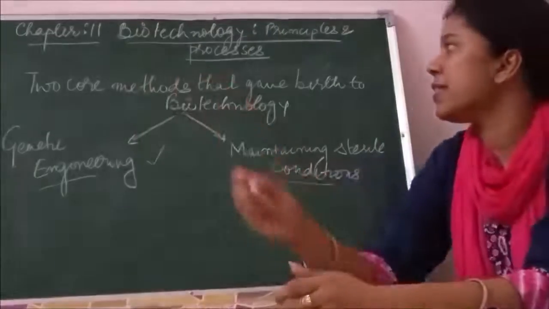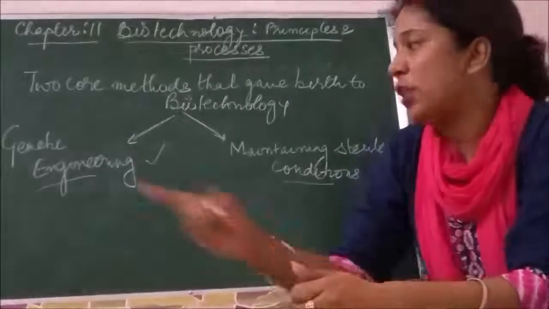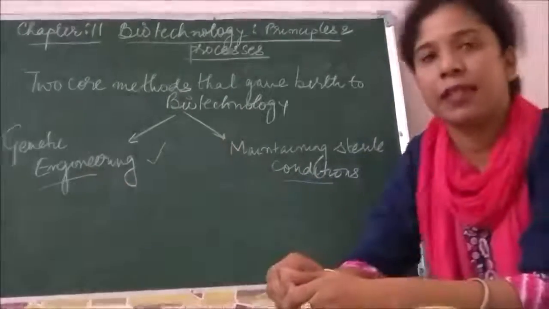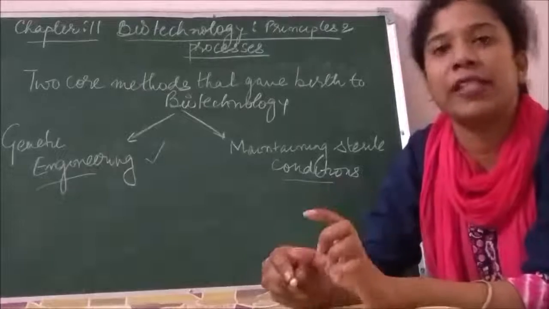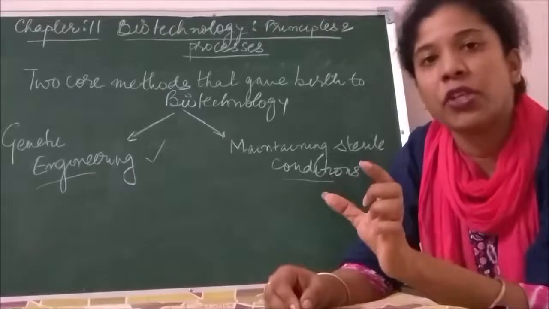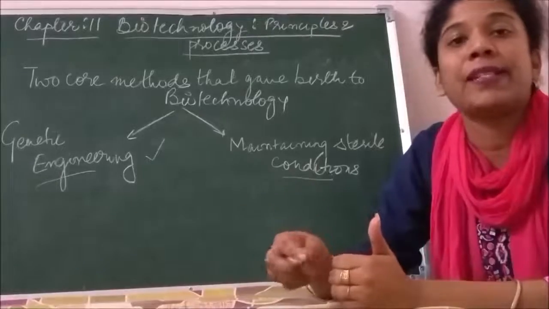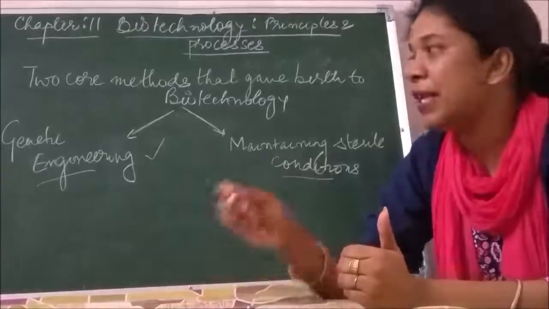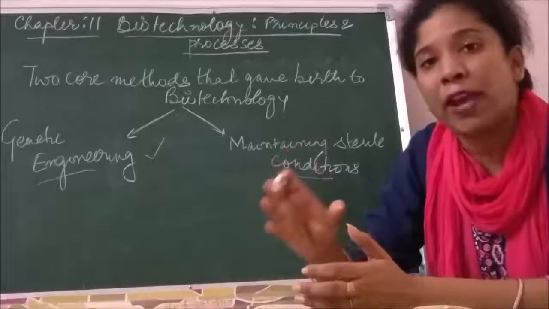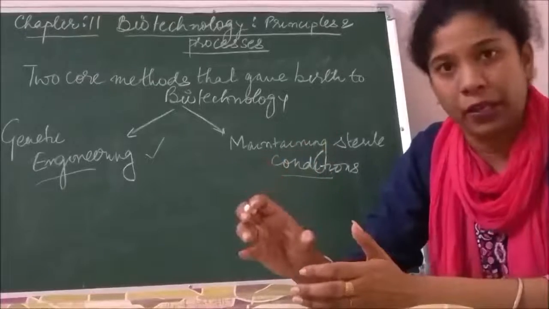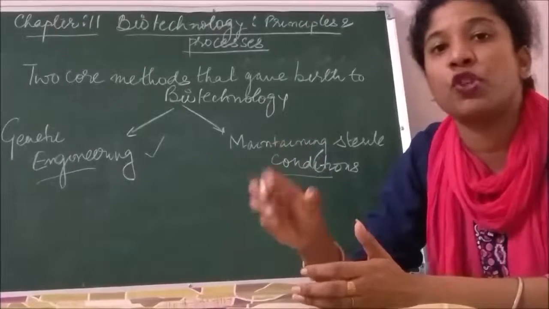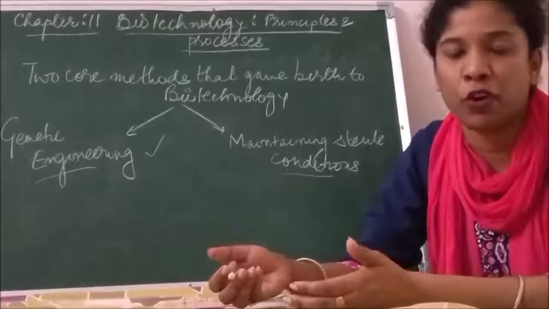Two core methods that give birth to biotechnology are genetic engineering and maintaining sterile conditions. Now, what is genetic engineering? The term engineering means that you are changing or manipulating something to create something better. Similarly, genetic engineering means to manipulate the DNA or RNA, whatever the genetic composition, so as to get a better type of living organism.